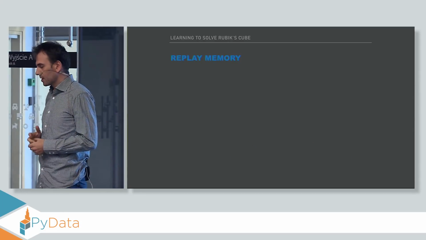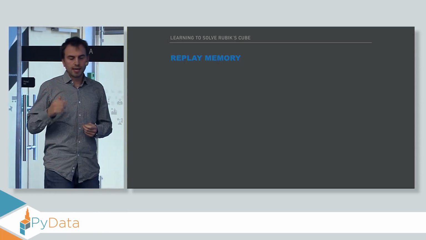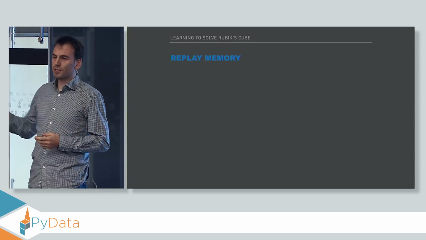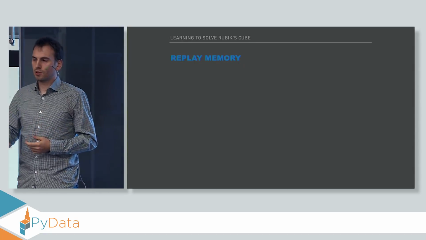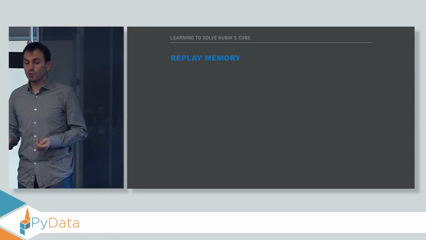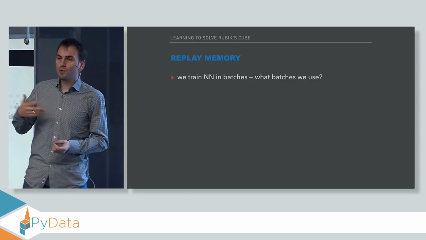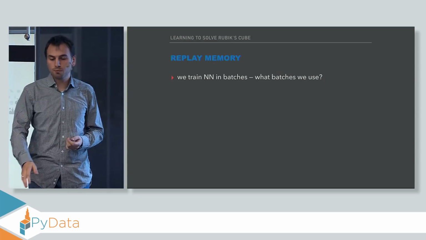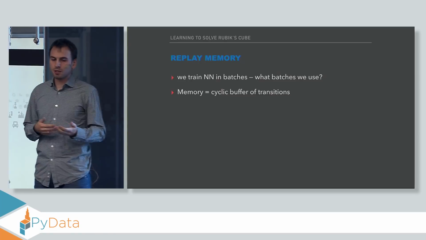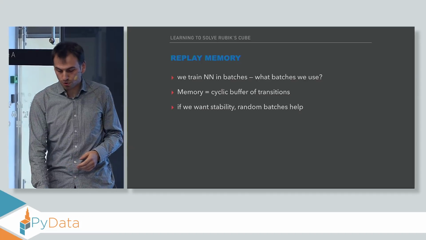So there is something that is called replay memory. It's not the case that I'm walking in the state space. I'm just having some memory that I put states, or actually transitions, to. A transition is a state, an action, the next state, and the reward. I use the states sampled from the memory to train the network. And memory is actually just a cyclic buffer of transitions. Of course, I need to use random batches.